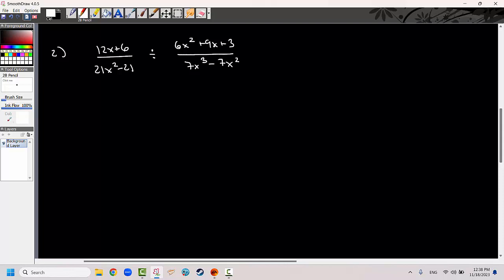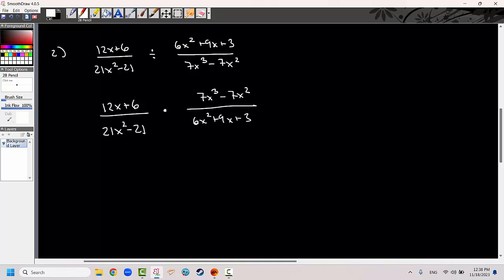Of course, please pause, write this problem down if you need to. And if you want to get ahead of me, keep it on pause afterwards. So we've got 12x plus 6 here if I'm going to continue moving forward. 21x squared minus 21 times 7x cubed minus 7x squared over 6x squared plus 9x plus 3.